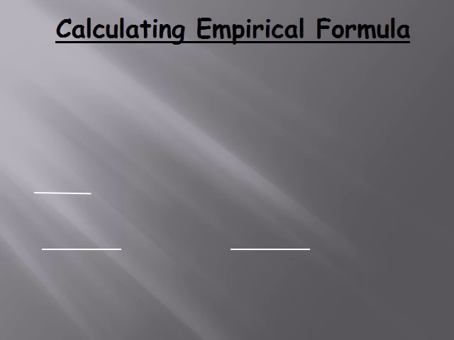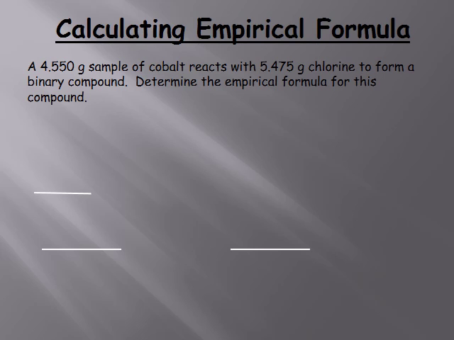Okay, so here's another example which you can practice calculating an empirical formula. So now we have a 4.55 gram sample of cobalt. It reacts with 4.47 grams of chlorine to form a binary compound. Determine the empirical formula for this compound. So pause the video now, and then we'll go through the answers and see if you're on the right track.